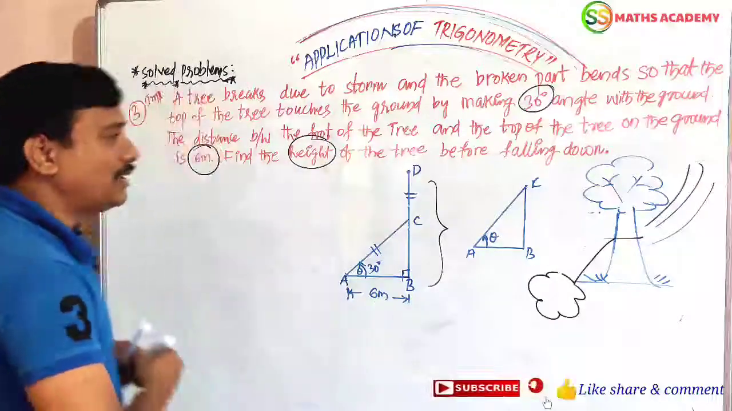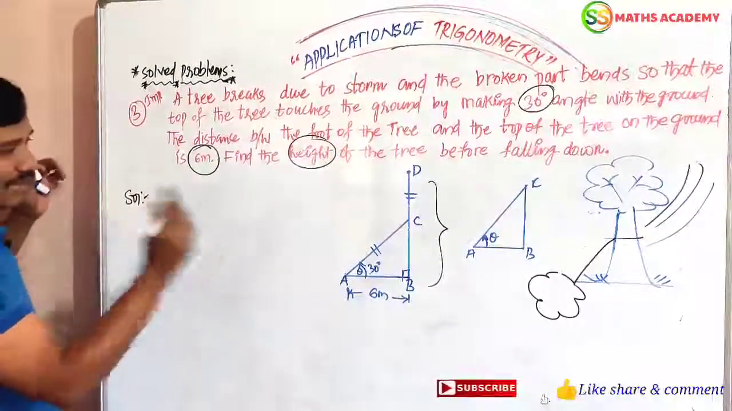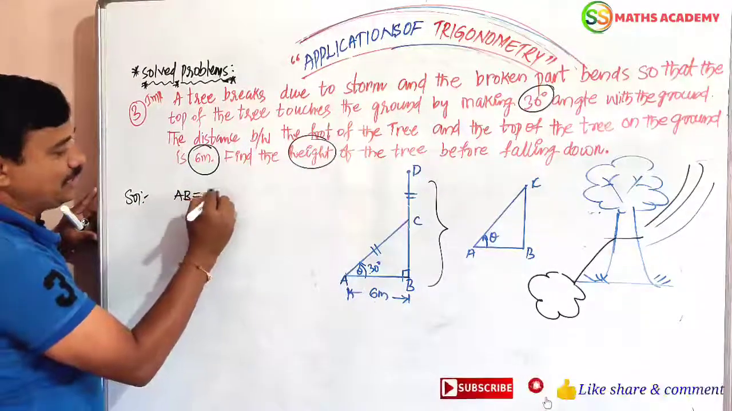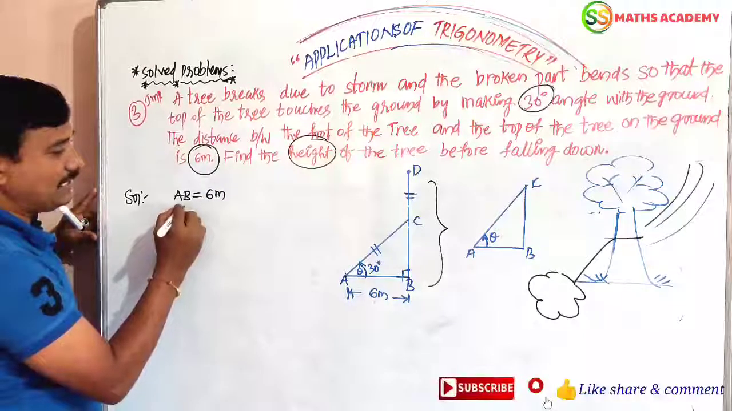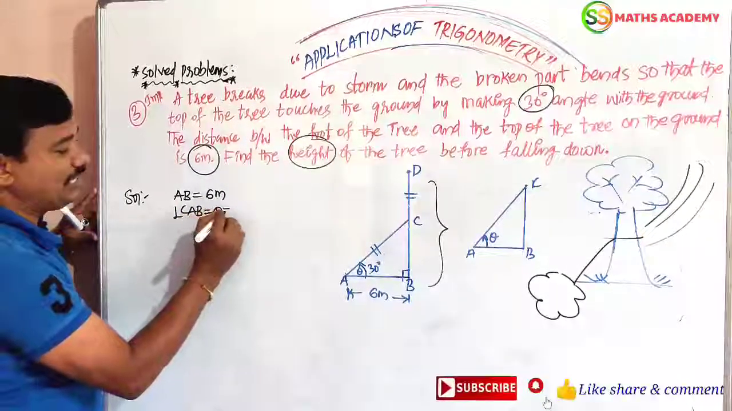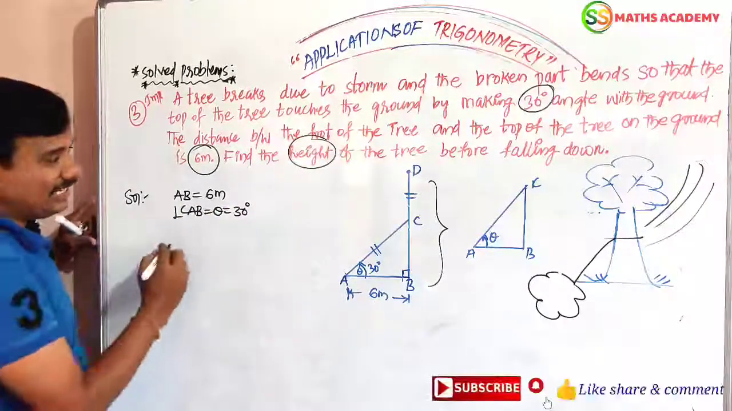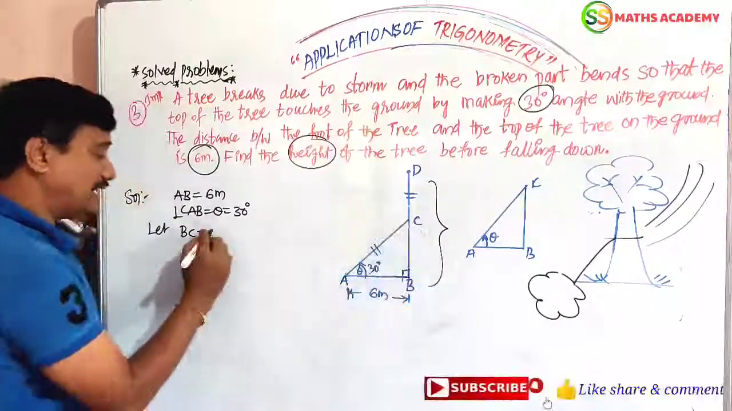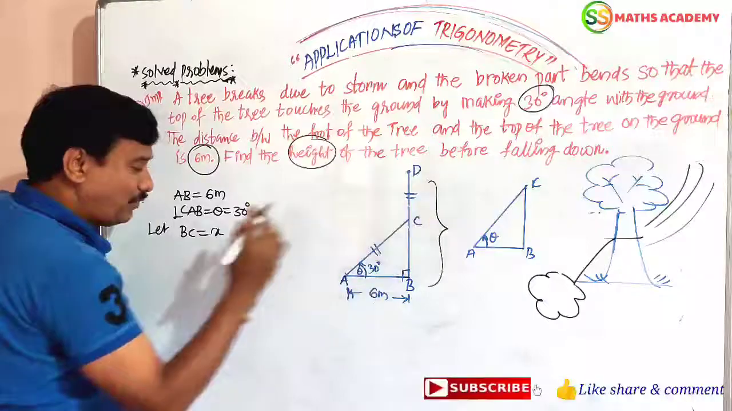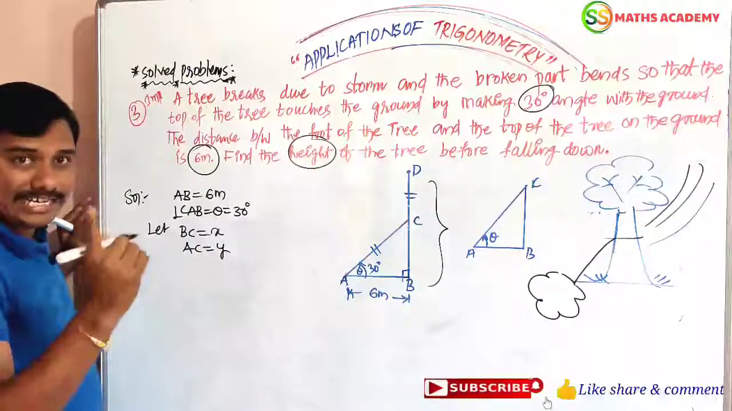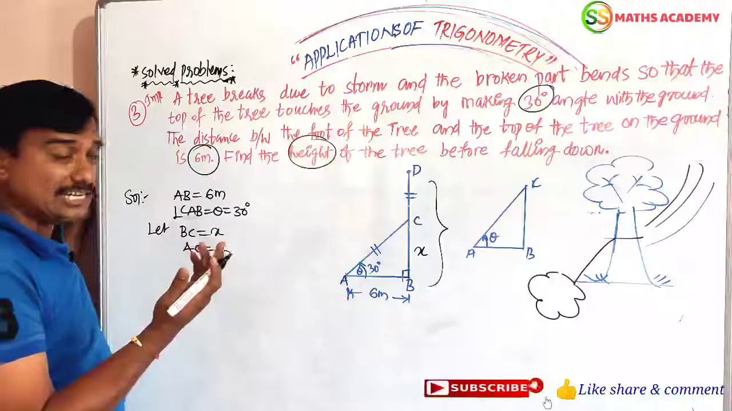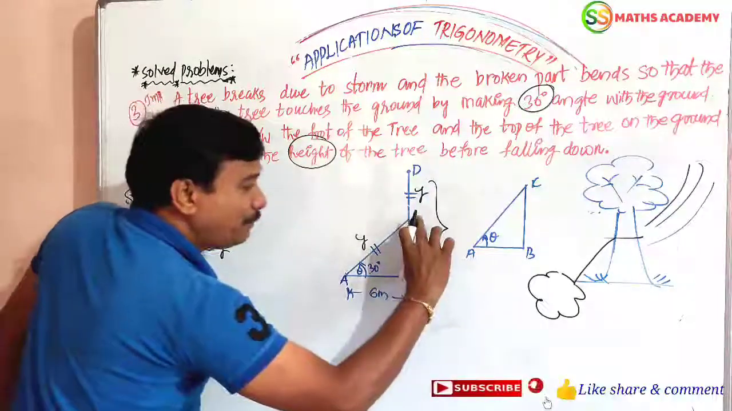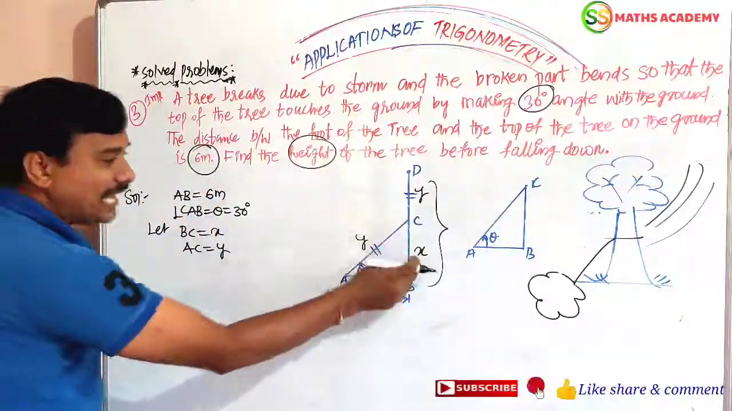Let us see, friends. Solution: what is given? First we have to write. From the figure, AB equals 6 meters and angle CAB equals theta equals 30°. Now we don't know the BC value, so let us take BC as X. We don't know the AC value either, so we take it as Y. We have to assume these. Now this value is Y, and this is also Y. We need to find BC plus CD, where BC is X.